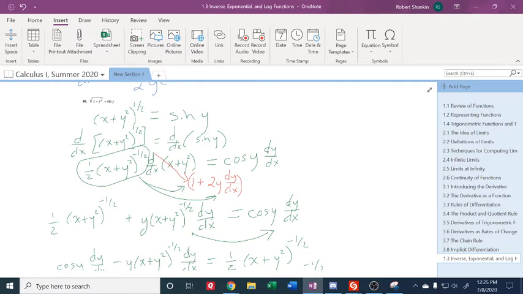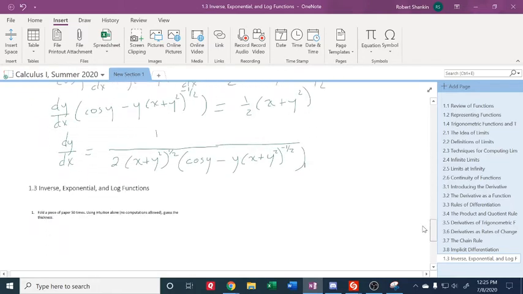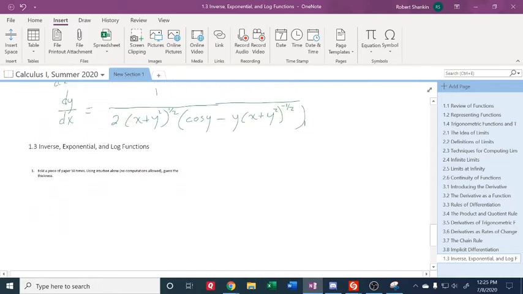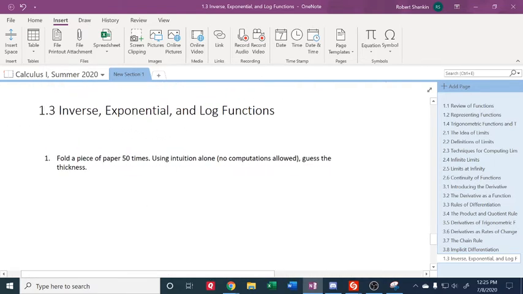Let's go on then to the new material. Inverse, exponential, and log functions. And we're going to start with a problem, and I'm going to have you follow these directions in your groups.